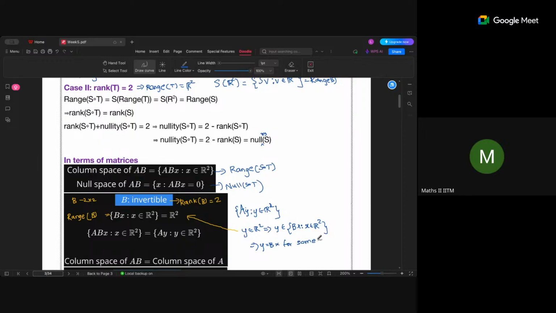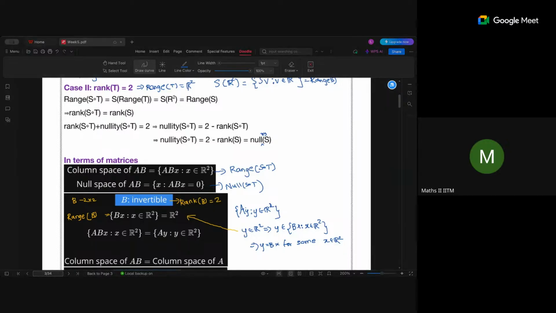Is that correct? Yeah? You all understand this? Why is y equal to Bx? Do you all understand? Yes or no? Why are we able to write any y in R2 as y equals Bx for some x in R2? Is that clear?